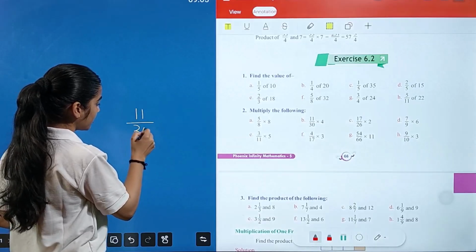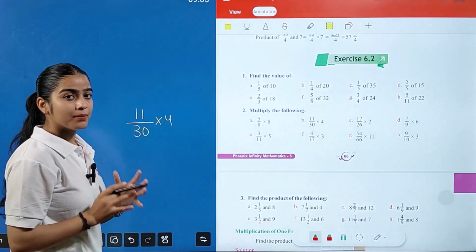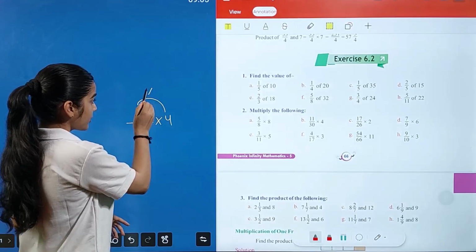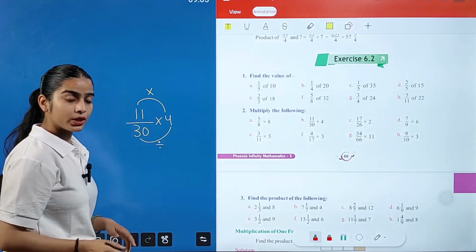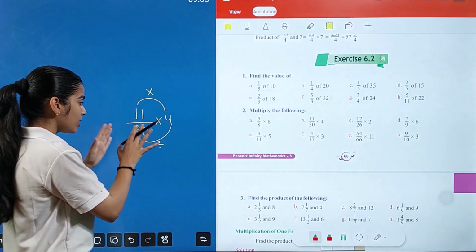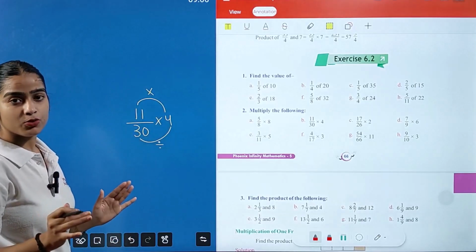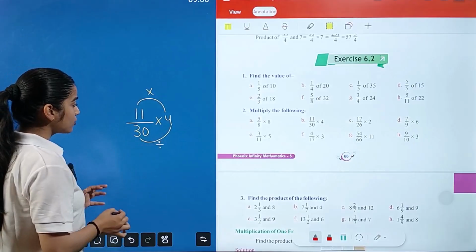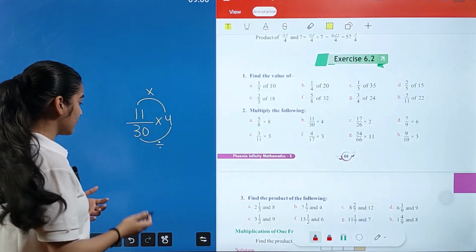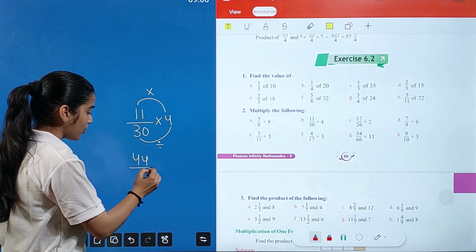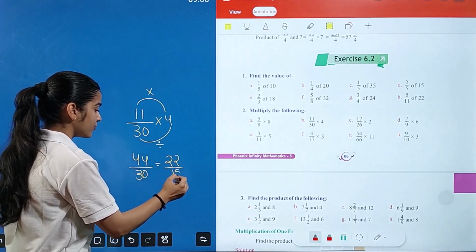11 by 30 multiplied by 4. In this, your numerator always gets multiplied by the whole number and your denominator always gets divided by the whole number. This is the relationship between the whole number, your numerator and your denominator. If you remember this rule, you will never do your question in a wrong way. It's totally up to you whether you do the multiplication first or the division first. In both cases you will get the same answer. So now we have 44 upon 30, which further converts to 22 upon 15.